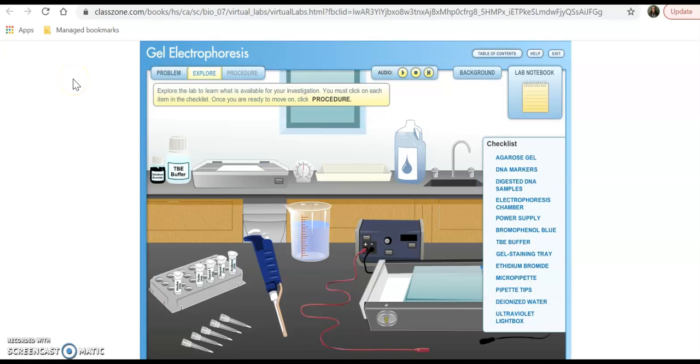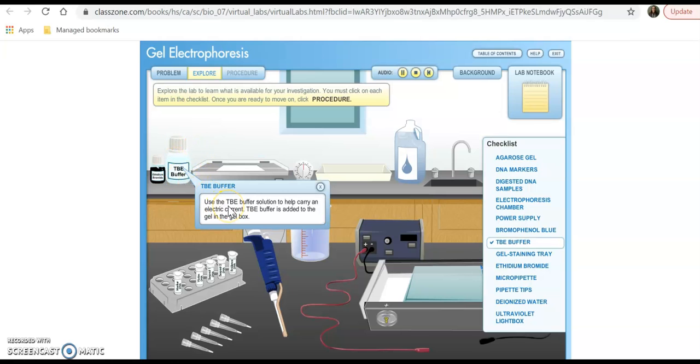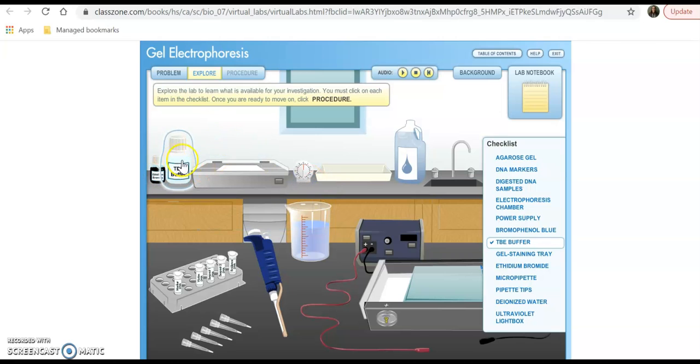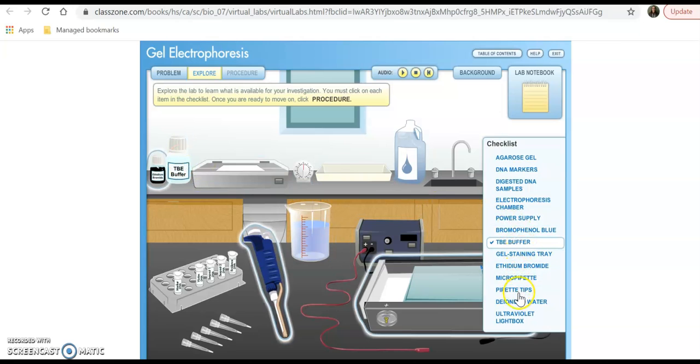All right, so as you guys saw, this lab will read to you as you go. You're going to start by exploring the lab. So you're going to go around and you are going to click. Buffer. Use the DVE buffer solution to help carry an electric current. And as you click each thing, it will put a check mark next to it right here.